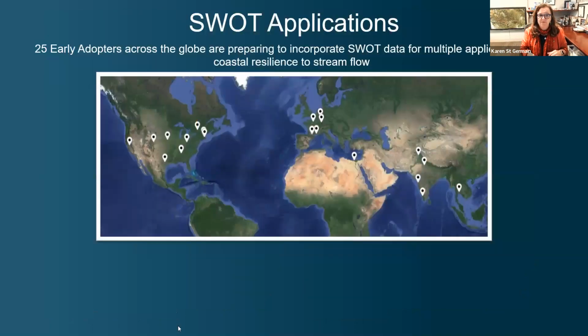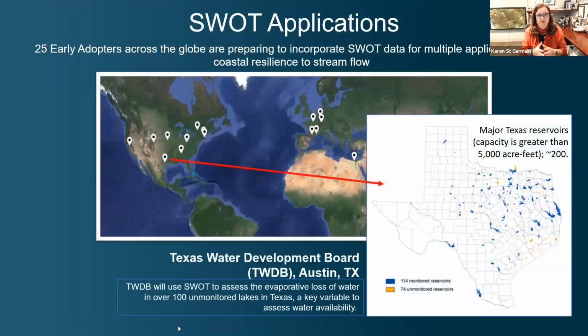We have a lot of important applications. So we have an early adopters program. One of those is the Texas Water Development Board. They'll use SWOT data to monitor lakes and reservoirs across Texas, about half of which are unmonitored today.